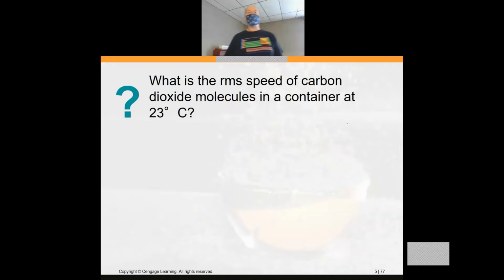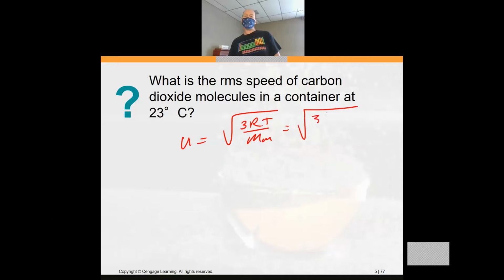All right, so what is the RMS speed of carbon dioxide molecules in a container at 23 degrees Celsius? So you have your equation, the square root of 3RT over the molar mass. And so you have your square root of 3, then 8.314. You have to use the right R value. Temperature, you add 273. You have 296 Kelvin. It has to be in Kelvin.